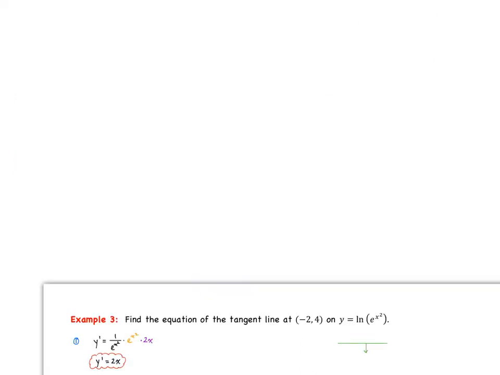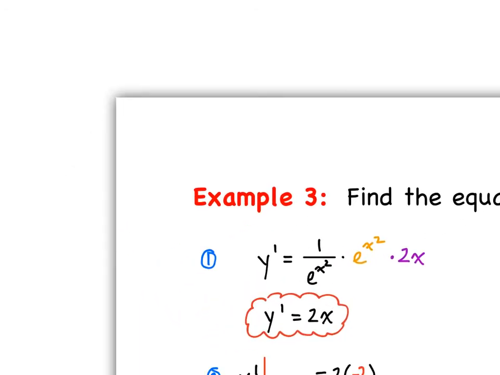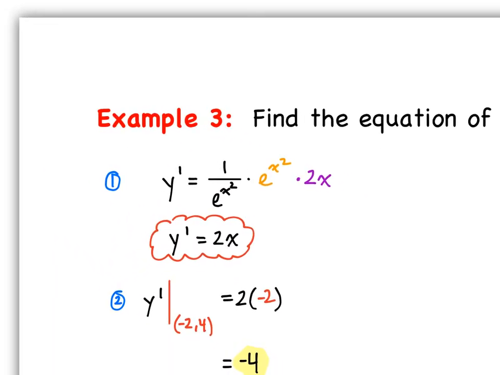This next example wants us to find the equation of the tangent line at negative 2, 4 for our equation y equals ln of e to the x squared. So one thing we can think about is we need the derivative, right? If we take the derivative of the natural log of e to the x squared, remember the derivative of natural log is 1 over that argument, and then we have to use the chain rule. So the derivative of e to the x squared is just e to the x squared, and then we need the chain rule for this x squared portion, so times 2x. What we should notice is the e to the x squareds cancel.